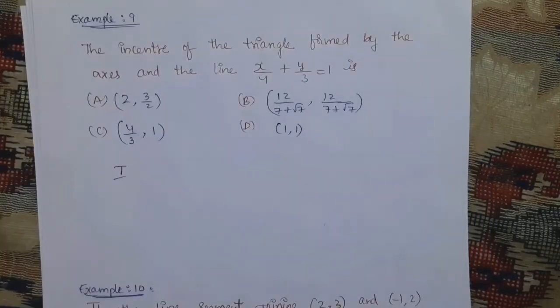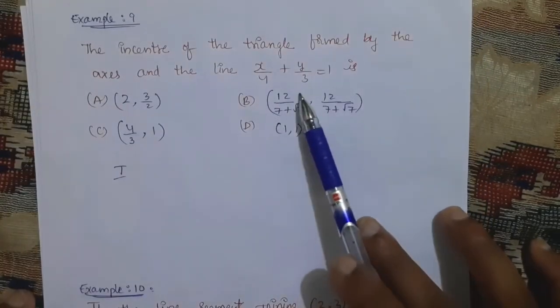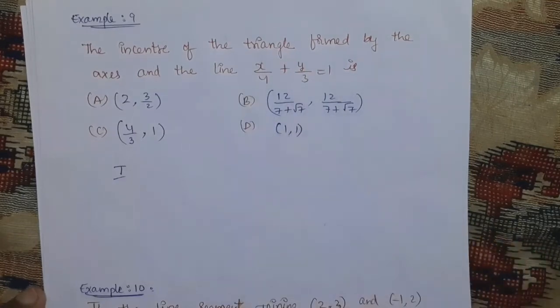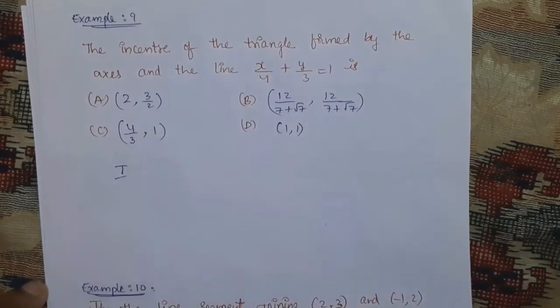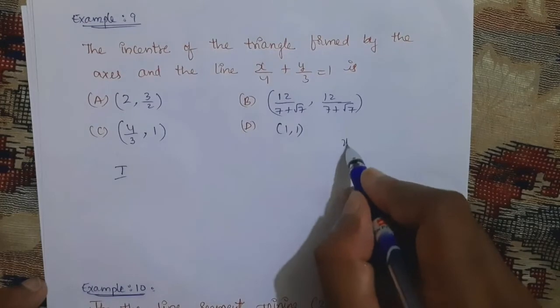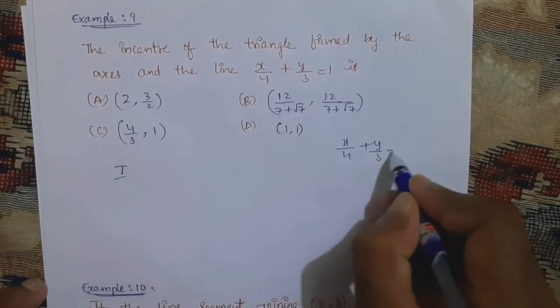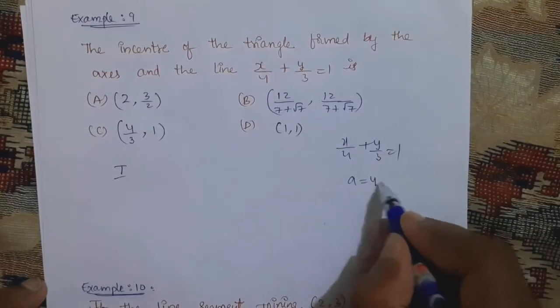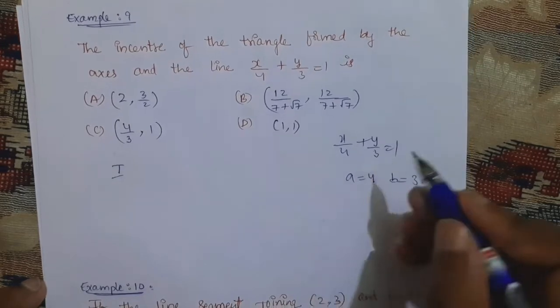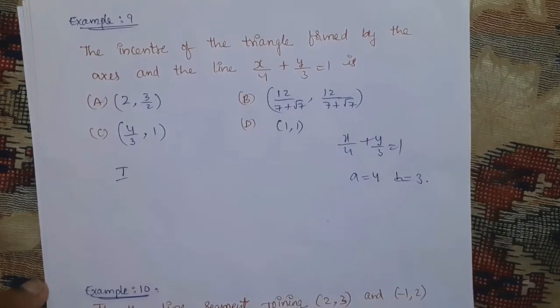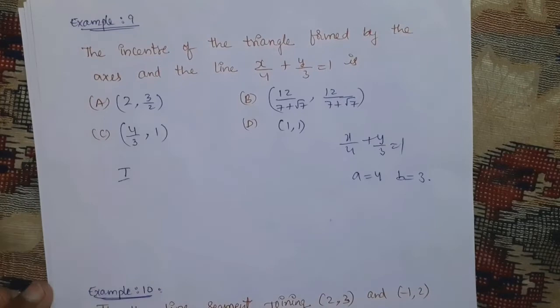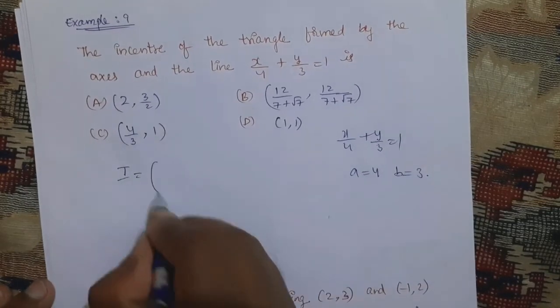But if they ask for the incenter of a triangle based on a line equation of this type, then how do we find it? Here x by 4 plus y by 3 is equal to 1 is given, that means a is equal to 4, b is equal to 3, which are the x and y intercepts. Now, to find the incenter of the triangle, the formula is as follows.